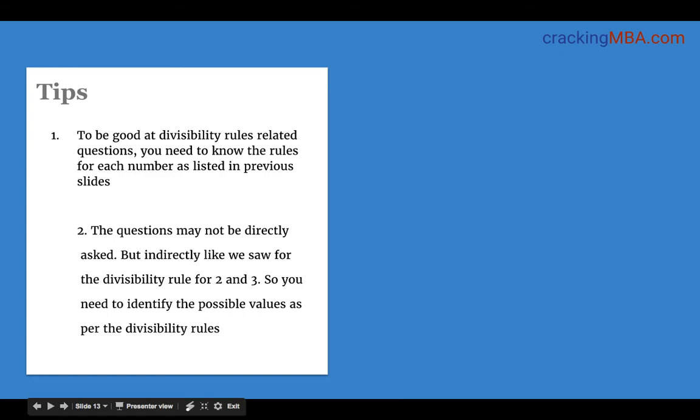Some of the tips that you need to know for cracking questions related to divisibility rules: you need to be very strong at the divisibility rules for each number. The questions may not be directly asked to check for divisibility, but like we saw in the divisibility rules for 2 and 3, you might have to shortlist a possible set of values based on the divisibility rules and then arrive at the answer.